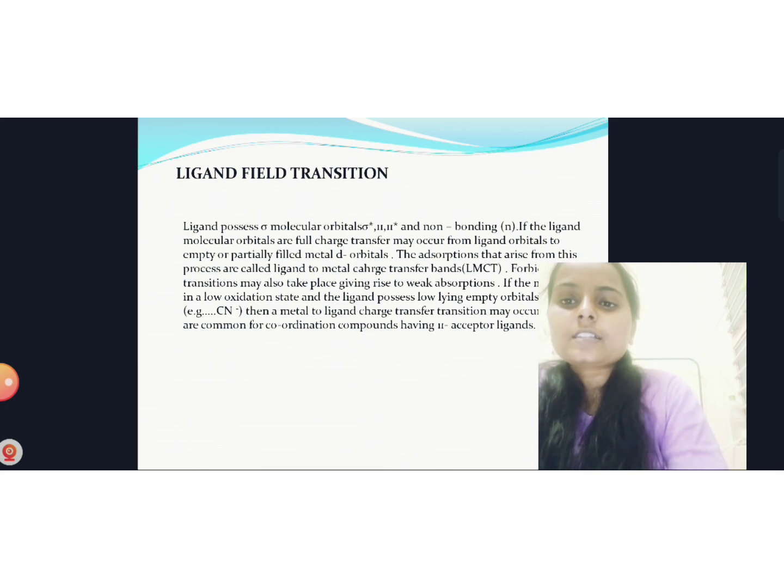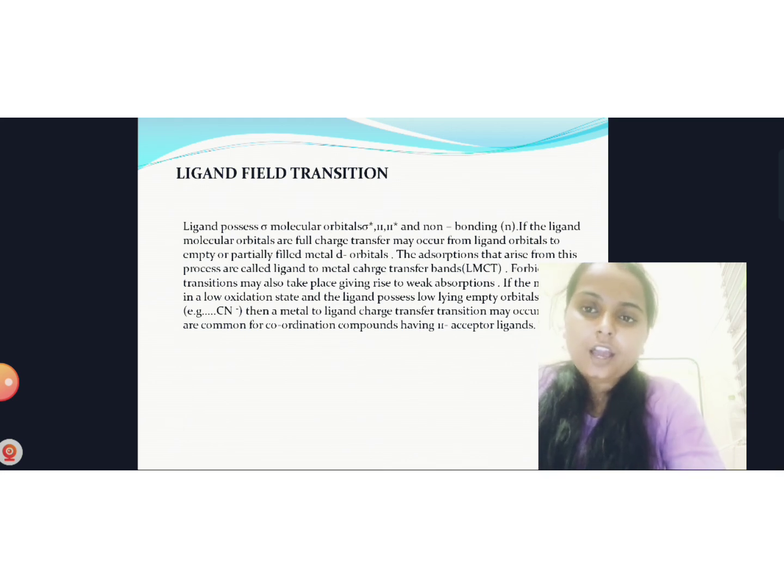Ligand field transitions. Ligands possess sigma orbitals such as sigma star, pi star and non-bonding n orbitals. If the ligand molecular orbitals are full, charge transfer may occur from ligand orbitals to empty or partially filled metal d orbitals. The absorptions that arise from this process are called ligand to metal charge transfer bands, that is LMCT. Forbidden transitions may also take place, giving rise to weak absorptions.